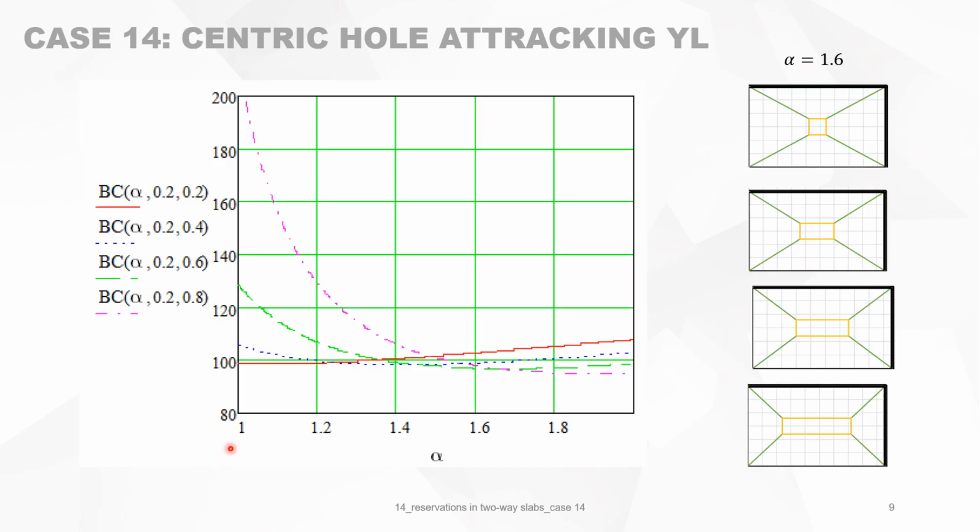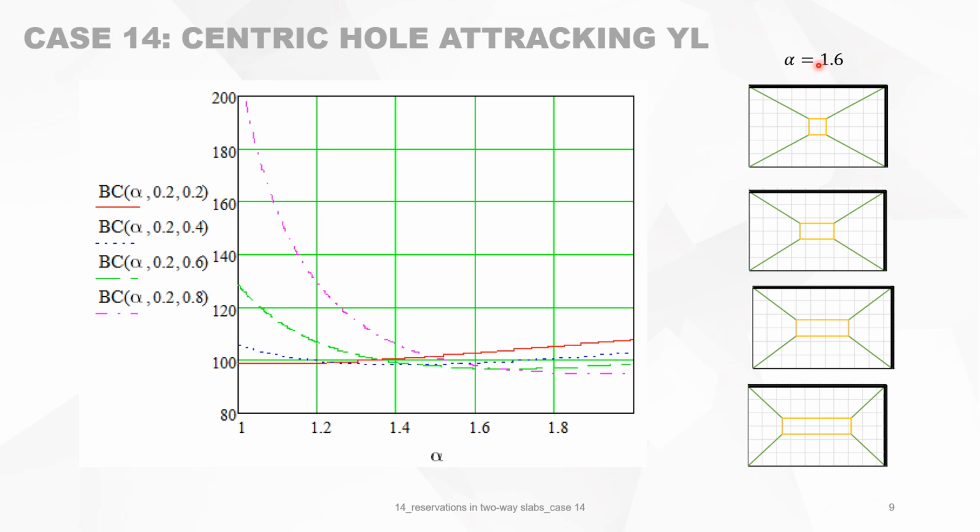We can now put the formula into a graph. The X-axis is alpha, which is B over A going from 1 to 2. And on the Y-axis is the bearing capacity for D1, which is the smallest dimension of the reservation, equal to 0.2. And D2 varies from 0.2 to 0.8. So it is a situation like this.